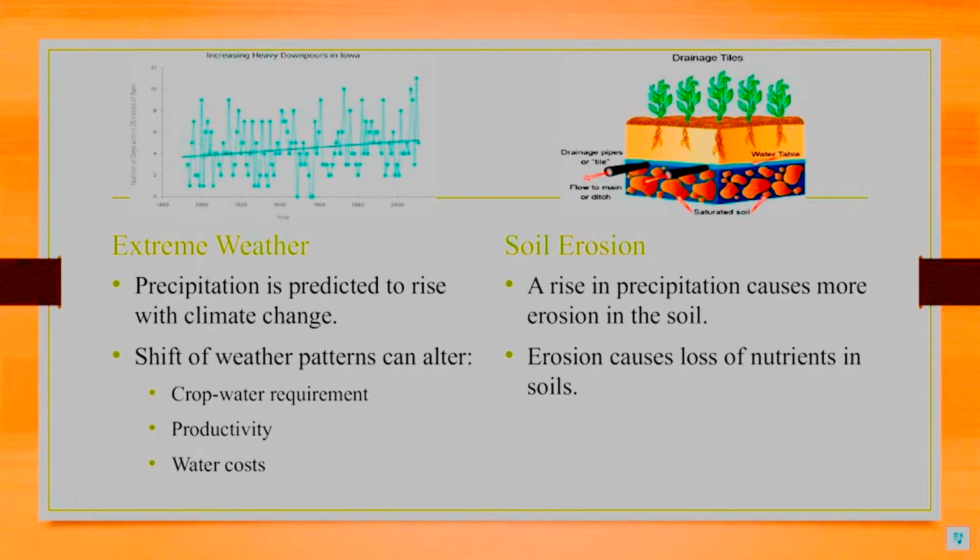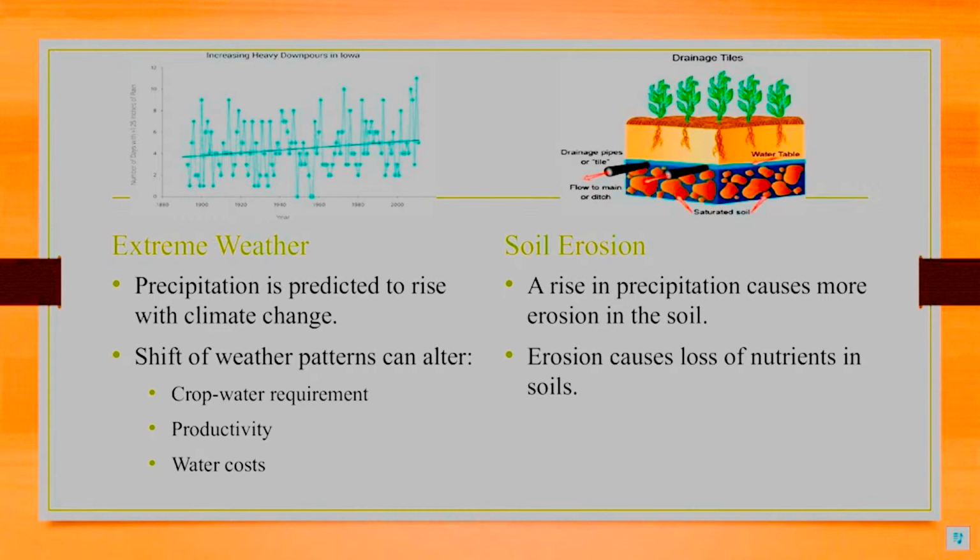Our graph shows the heavy increasing downpours in Iowa. As the years go up and more carbon dioxide is pumped into our atmosphere, we can see that there is a higher increase of days that there is more rainfall.